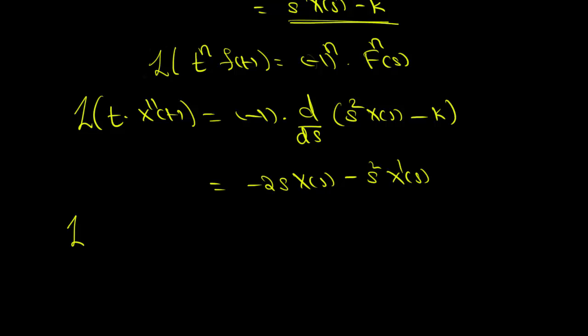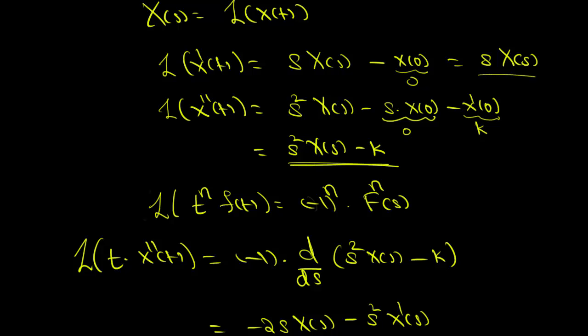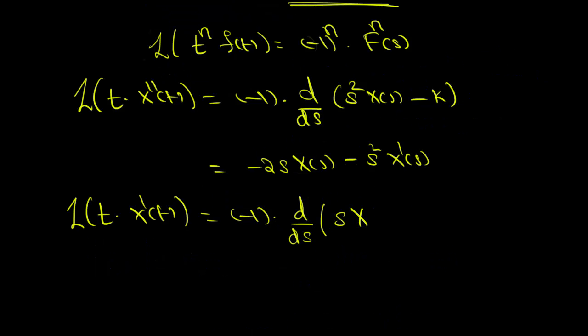And similarly the Laplace transform of t x'(t) is −1 times d/ds of the Laplace transform of x'(t), which is sX(s), and this is equal to −X(s) − sX'(s).